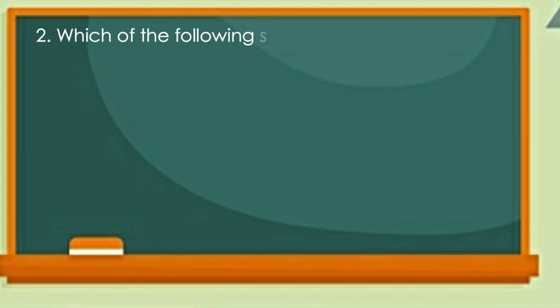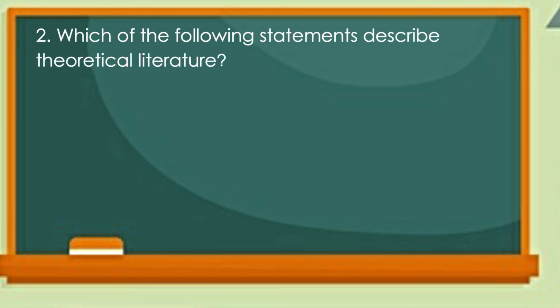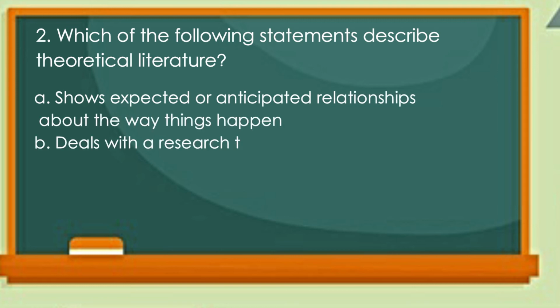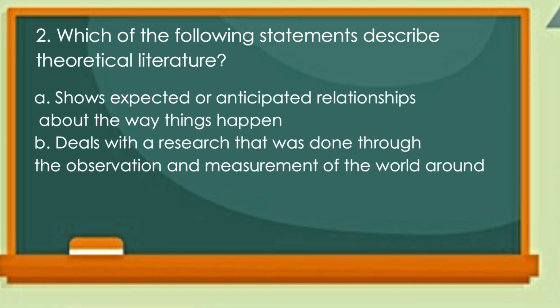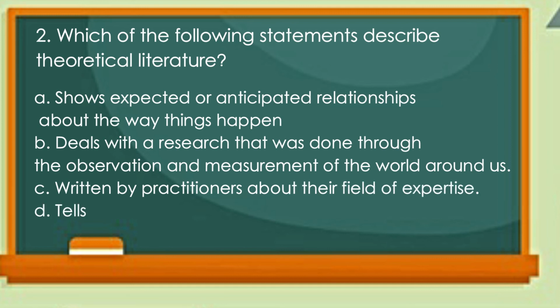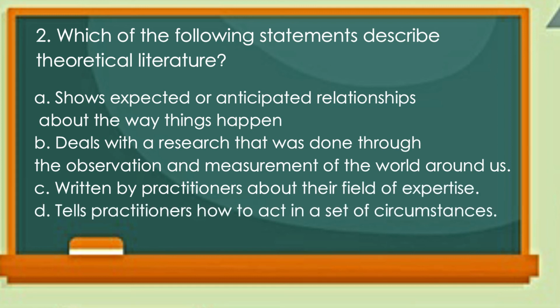Number 2. Which of the following statements describe theoretical literature? A. Shows expected or anticipated relationships about the way things happen. B. Deals with the research that was done through the observation and measurement of the world around us. C. Written by practitioners about their field of expertise. D. Tells practitioners how to act in a set of circumstances.